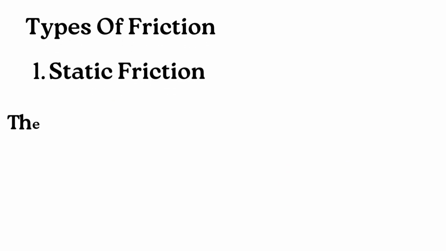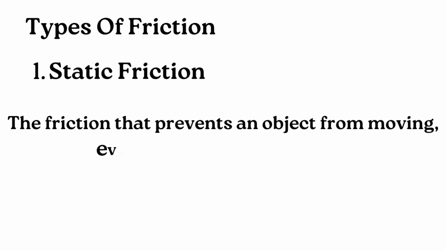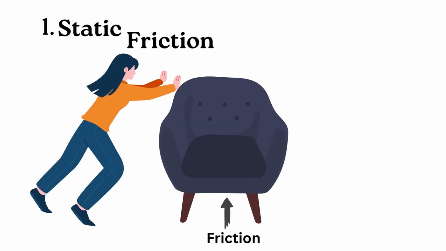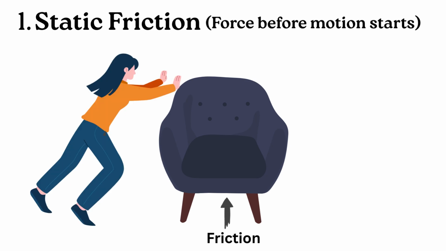Let's understand the types of friction. Number one is static friction. Static friction is the friction that prevents an object from moving even when you apply a force. For instance, when you try to push a sofa, it stays still at first. That's because friction is holding it in place.